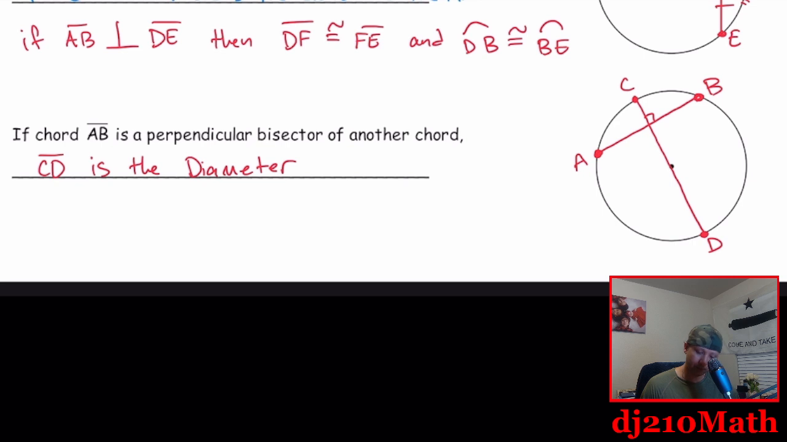I feel like AB is a perpendicular bisector. So AB is supposed to cut it in half and equal. And I feel like this is backwards. Right, because we're saying that if chord AB is a perpendicular bisector of another chord, AB is the thing that is cutting in half and is perpendicular.